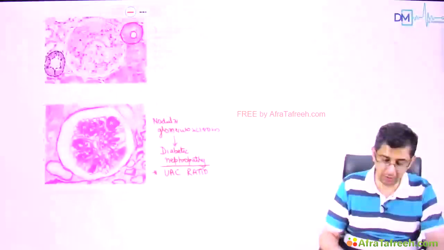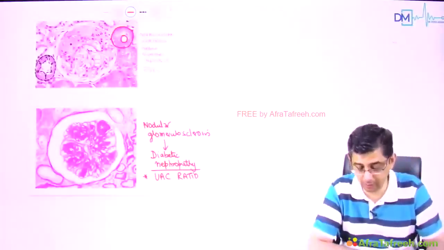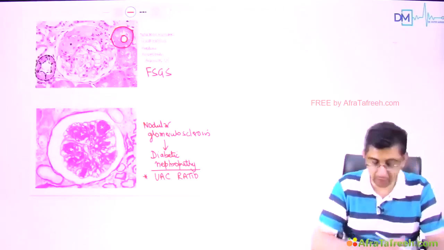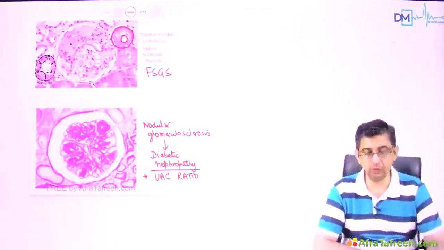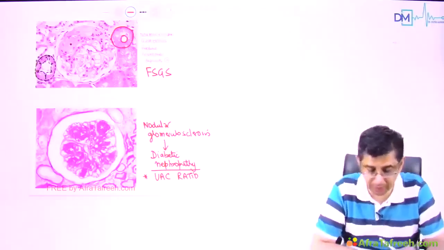So you can just look at the two contrasted images that have been given to you, one for focal segmental glomerulosclerosis and the second one for nodular glomerulosclerosis of diabetes. When it comes to diabetes per se, overall the commonest presentation is obviously diffuse glomerulosclerosis and Armanni-Ebstein change.